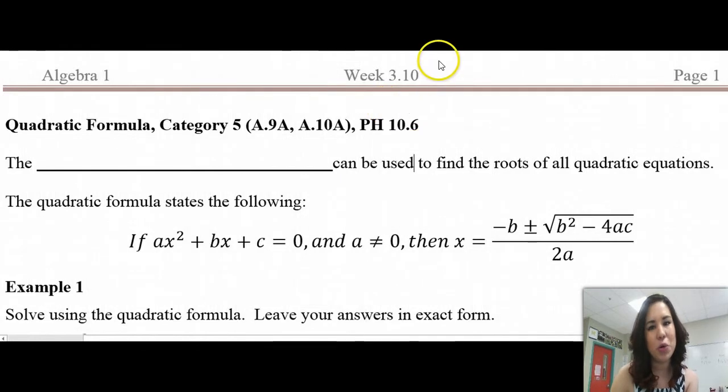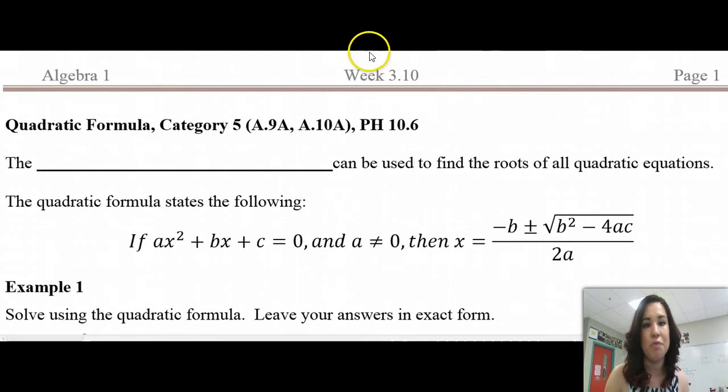Hi guys, in this video we're going to be looking at the quadratic formula. Now in the other video we learned how to factor quadratics, and that's how we would solve for the zeros. Now not always will we have factoring available, by that I mean not everything is factorable. So whenever something is not factorable, we are going to use the quadratic formula.